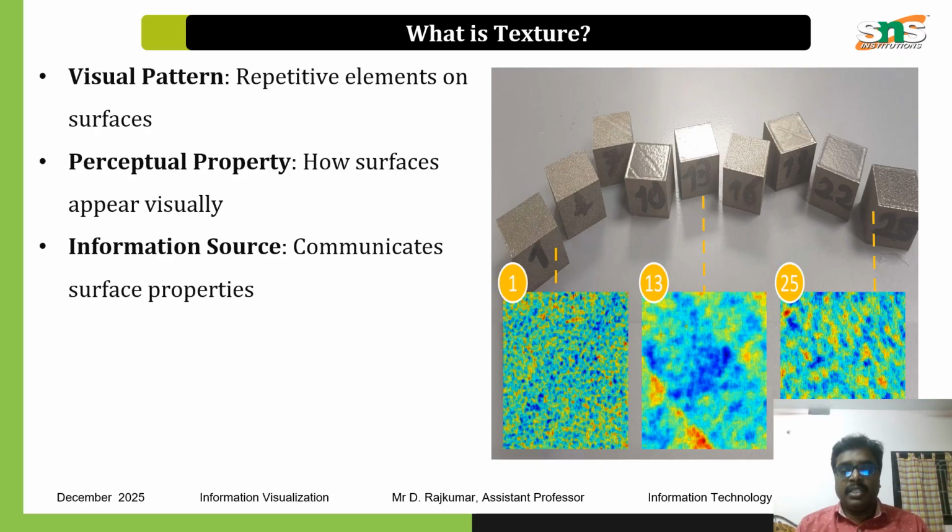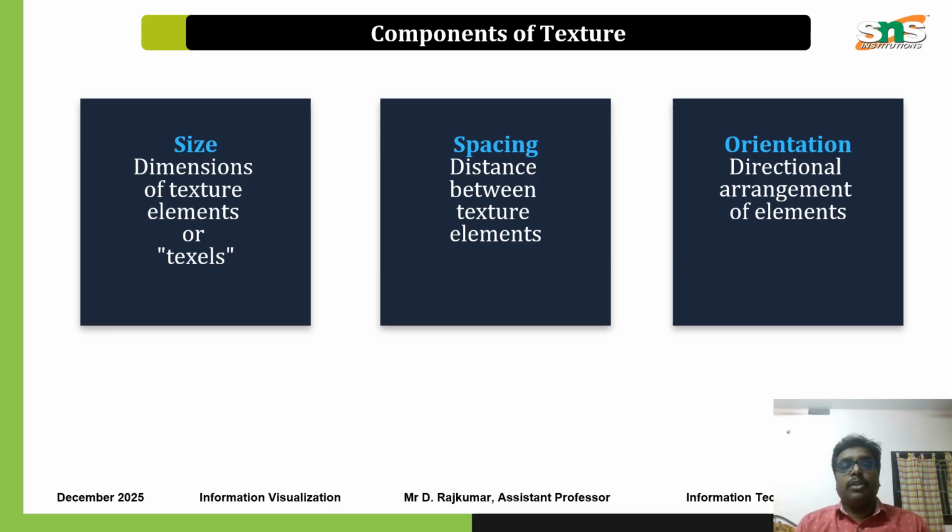So there will be several textured surfaces. You can just visualize how a texture will look based upon a cloth, a paper, or a painting. Components of texture. First one is size. The dimension of texture elements is very important. That is the size. Sometimes it is called texels.